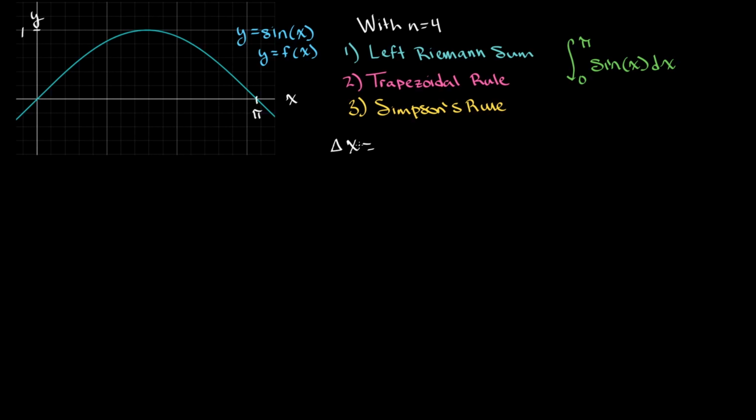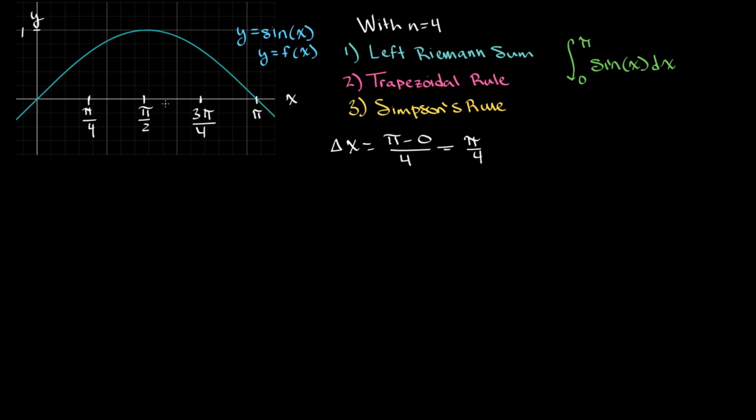Delta x, again, not something new here. This is going to be the length of our interval, so pi minus 0 over our subintervals. So that's going to be 4 subintervals. So we have delta x, length of our subinterval, is going to be pi over 4. So graphing this out, this would look something like this. We'd have pi over 4 kind of right in here. And then we'd have pi over 2, that'd be somewhere right in there. And then 3 pi over 4 would be somewhere kind of right in there. So this is 3 pi over 4.